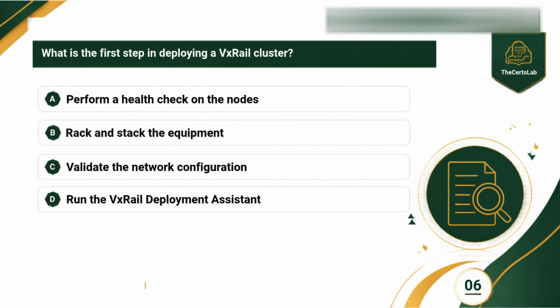Question number 6. What is the first step in deploying a VxRail cluster? Option A, perform a health check on the nodes. Option B, rack and stack the equipment. Option C, validate the network configuration. Option D, run the VxRail deployment assistant. The correct answer is option B, rack and stack the equipment.